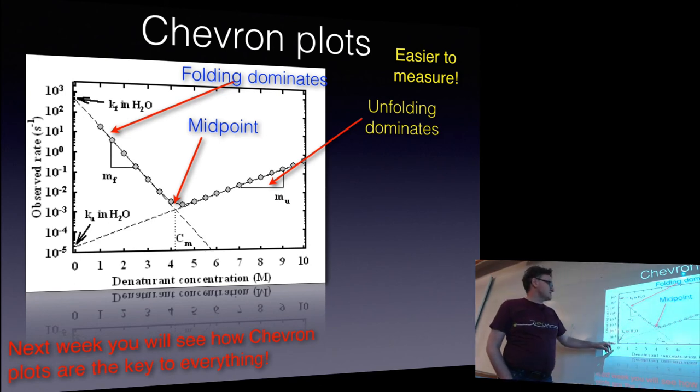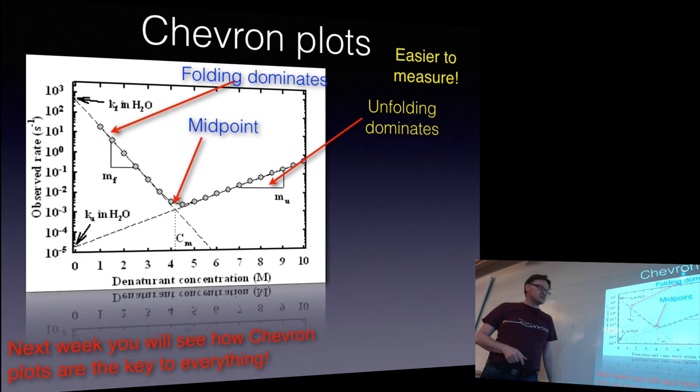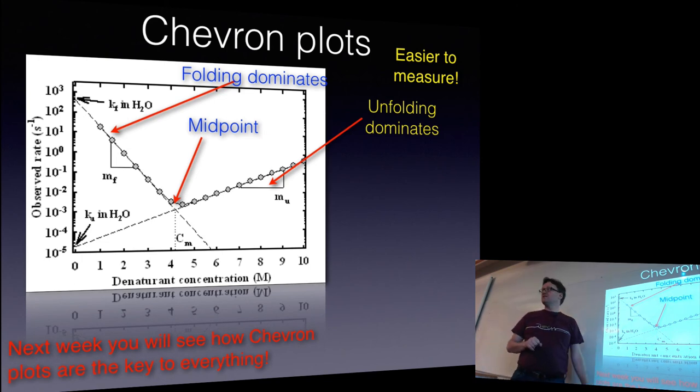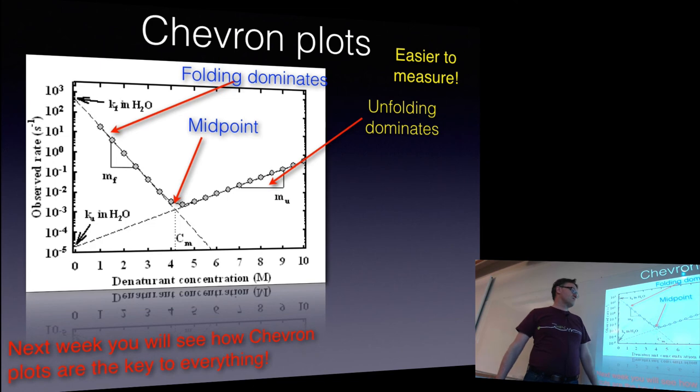So in this case, on the x-axis here, I have denaturant concentration, say guanidinium hydrochloride. And this is super strange. But the reason why this works: if I don't have any guanidinium hydrochloride, what will all the protein molecules do? They're going to fold, right? They love to fold. So up here, we're only folding. We don't care about the unfolding because we don't have any denaturant. So up here, it works really well. I can ignore the denaturation.